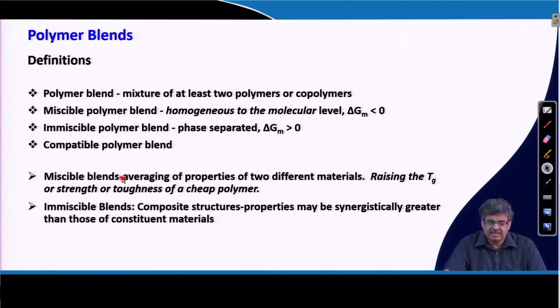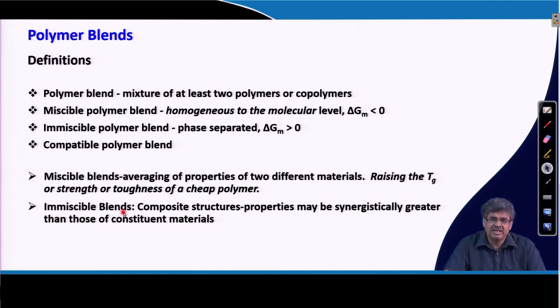Miscible blends have averaging of properties between two materials. For example, if we are using two polymers having two different Tg, then it will raise the Tg of the lower component, or it will raise the strength or toughness of a cheap polymer. So, sometimes miscible blends are created to increase the strength, Tg, or toughness of a cheap polymer by adding some other polymer.